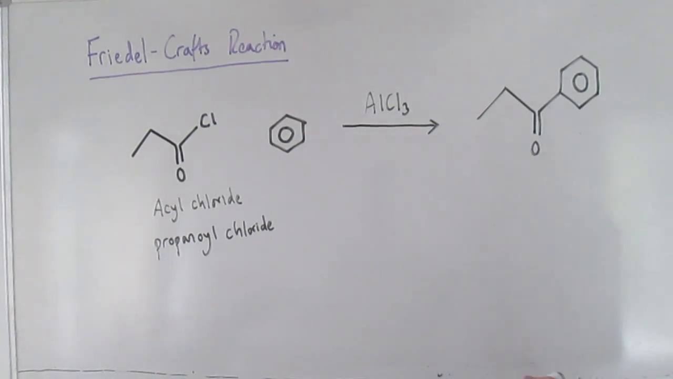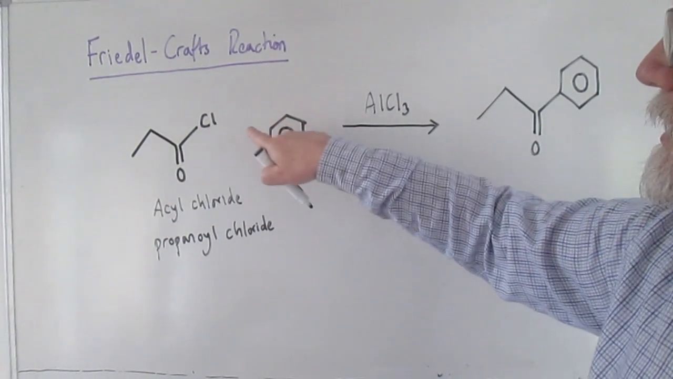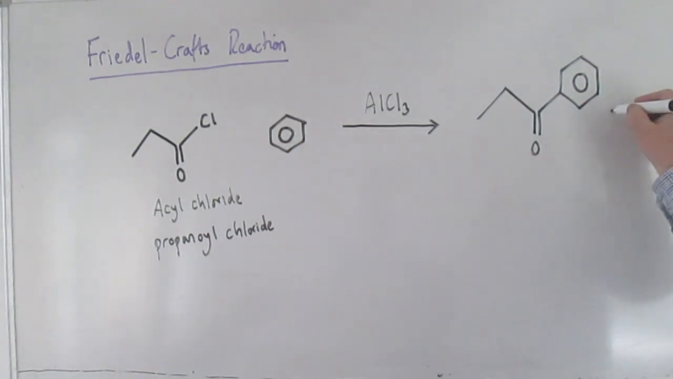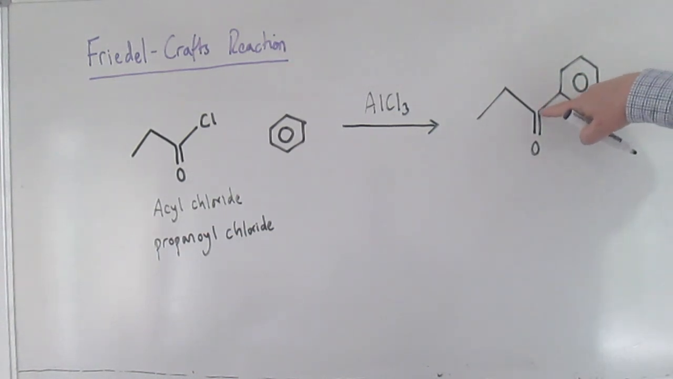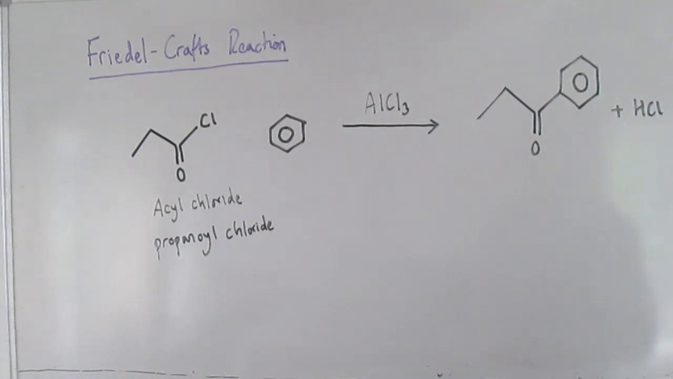And your other product, once again, you've got rid of the chlorine from there, you've got rid of a hydrogen from the ring, so you get HCl. So it's extremely similar to the alkylation reaction. And what it generates, you can see, is a ketone. Okay, because the carbonyl group, which did have the chlorine there, now has carbons on both sides of it. So this is a reaction which generates aromatic ketones as the product.